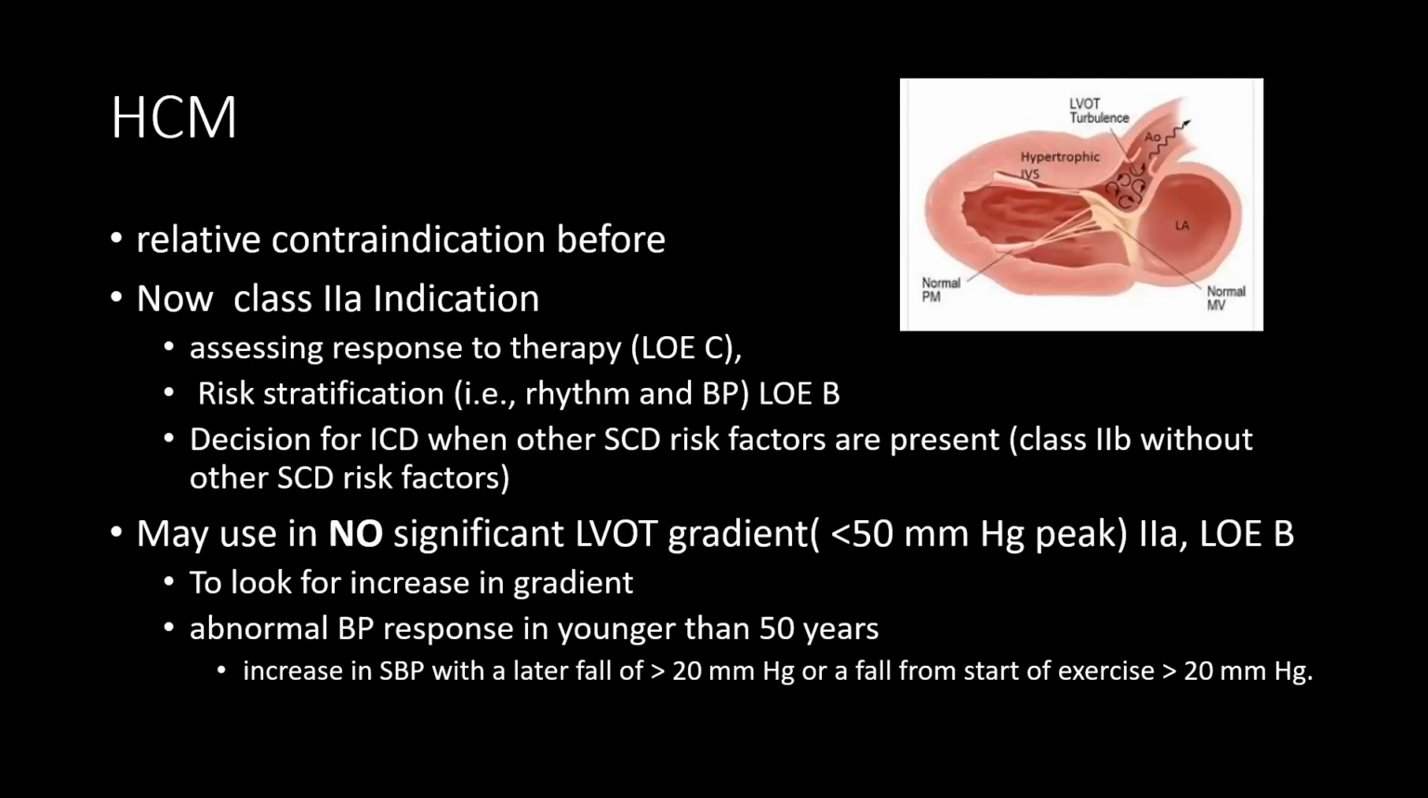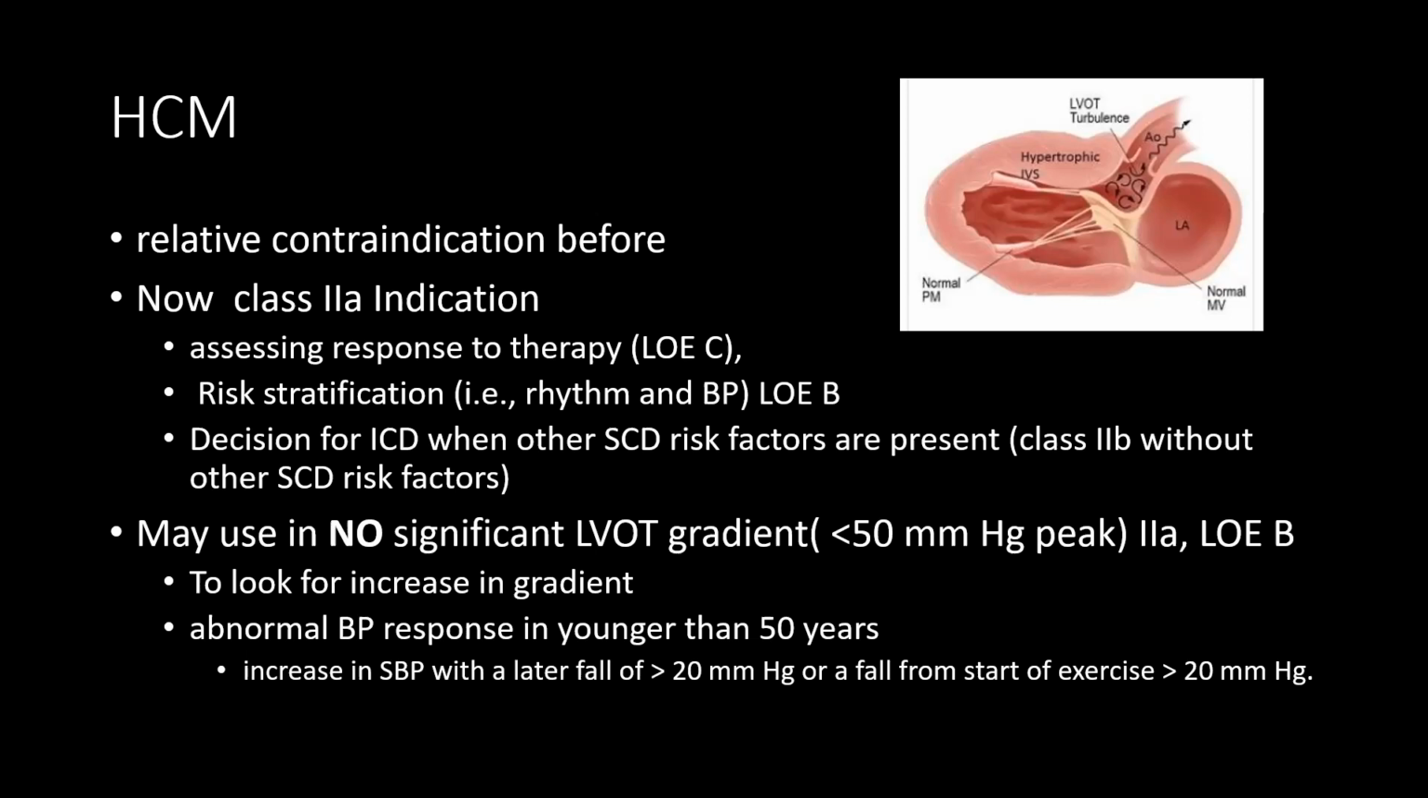In case of hypertrophic cardiomyopathy, exercise treadmill testing was contraindicated before. Now it is a class 2A indication, mainly to assess response to therapy, and the level of evidence there is classified as C. For risk stratification, that is, for arrhythmias and blood pressure response, its level of evidence is B. In order to decide for an implantable cardiac defibrillator when other sudden cardiac death risk factors are present, it is a class 2B without other sudden cardiac death risk factors.